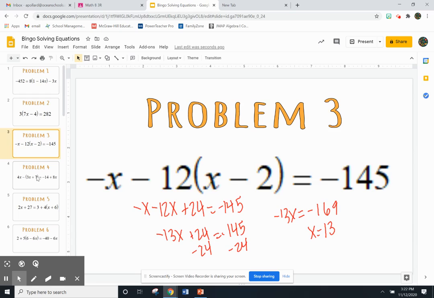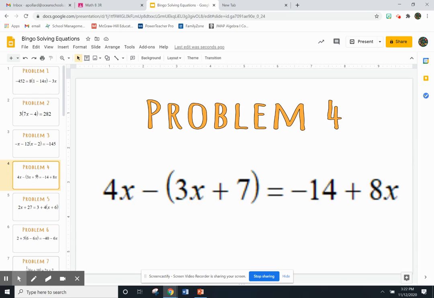Next problem. Act like this is a negative 1 on the outside, same thing as negative 1. So we distribute it in, it makes all the signs different. So negative 4x minus 3x minus 7 equals negative 14 plus 8x. Keeps this the same on the right so far. Combine on the left. Negative 4x minus 3x is x minus 7 equals negative 14 plus 8x.